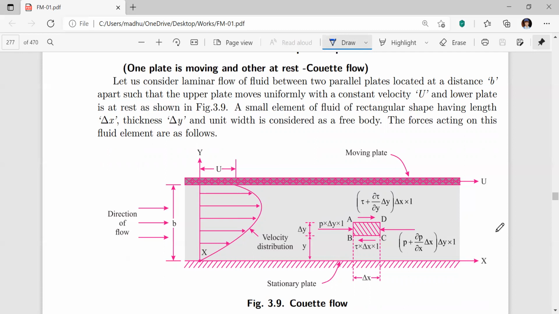BC and AD are the faces parallel to the plates. On them, the shear forces are acting and the corresponding expression is shown in the figure. Compared to the previous figure, here the velocity distribution is not like the previous one, where at the center the velocity was higher. In this Couette flow, the velocity will be higher nearer to the moving plate, at the moving plate surface the velocity is equal to the plate velocity, and at the stationary plate surface, the velocity of the fluid is equal to 0. So this is the velocity distribution shown in the figure.